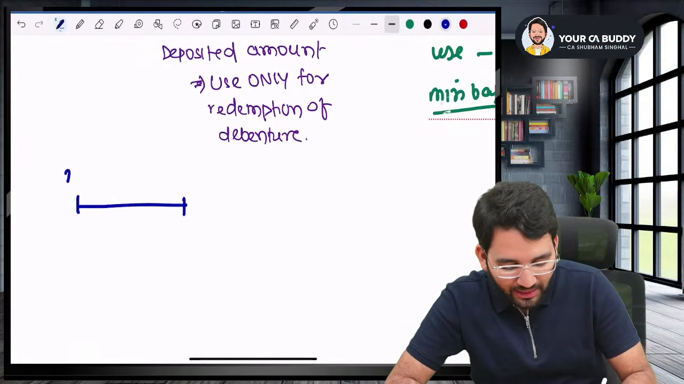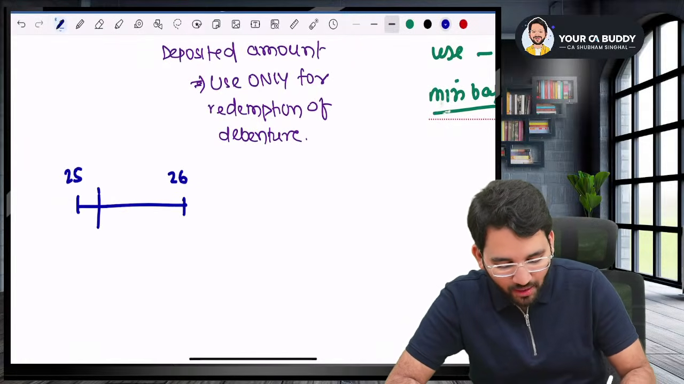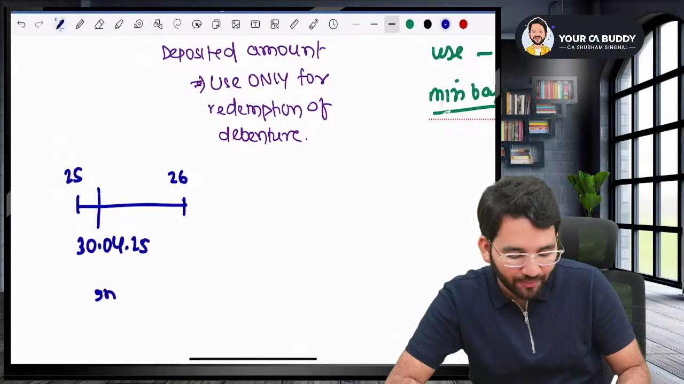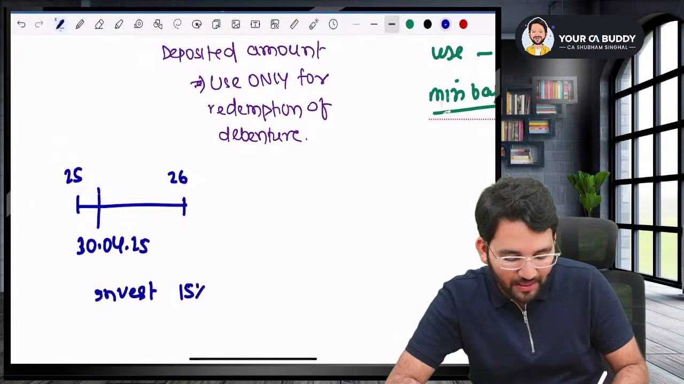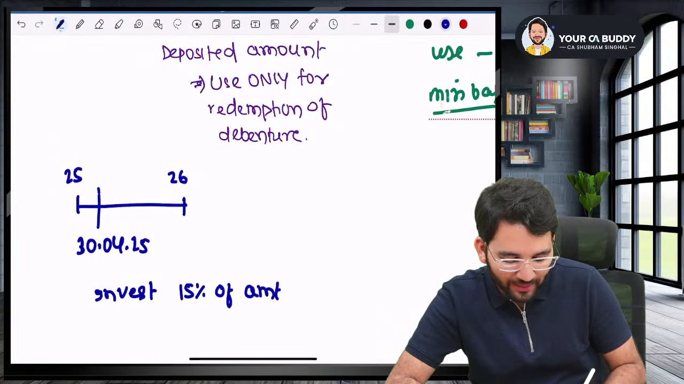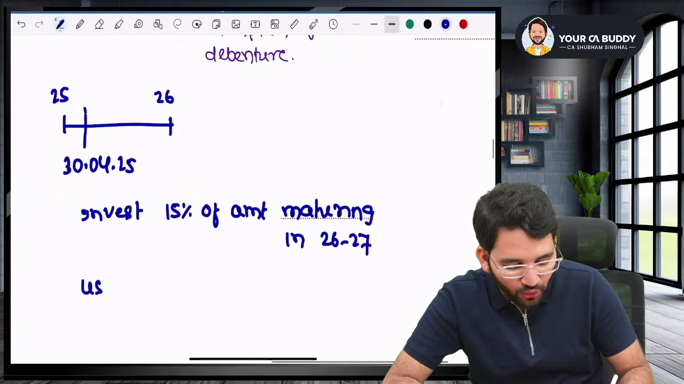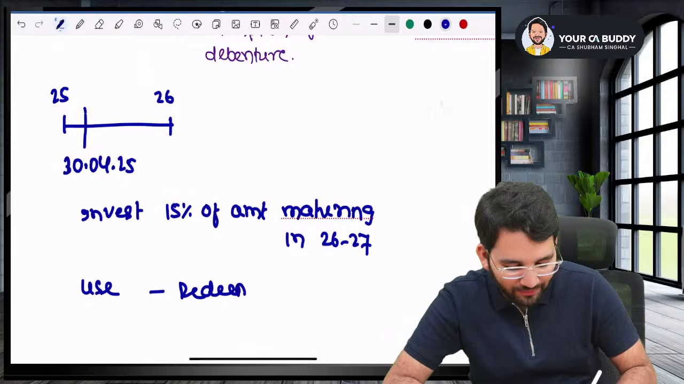Sir, for the year 25-26, on or before 30th of April of 25, you will invest how much? 15% of the amount maturing in 26-27. Where will you use this money? Use this money for redemption.